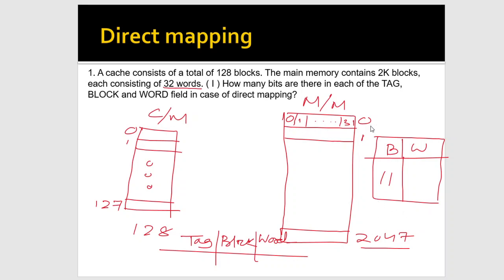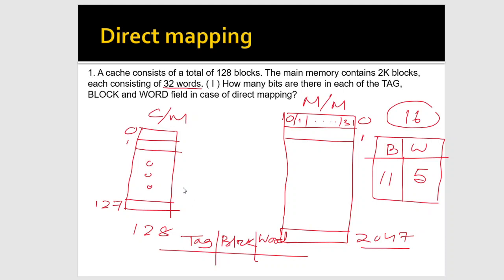And how many bits are required to represent the total number of words, 32? Log 32 to the base 2, which will be 5. So my total main memory address will be 11 plus 5, that is 16 bits. That will be the same for the cache memory address lines also. But in case of cache, the address is divided into three parts. Here it is divided into two parts; there it will be divided into three parts: tag, block, and word.